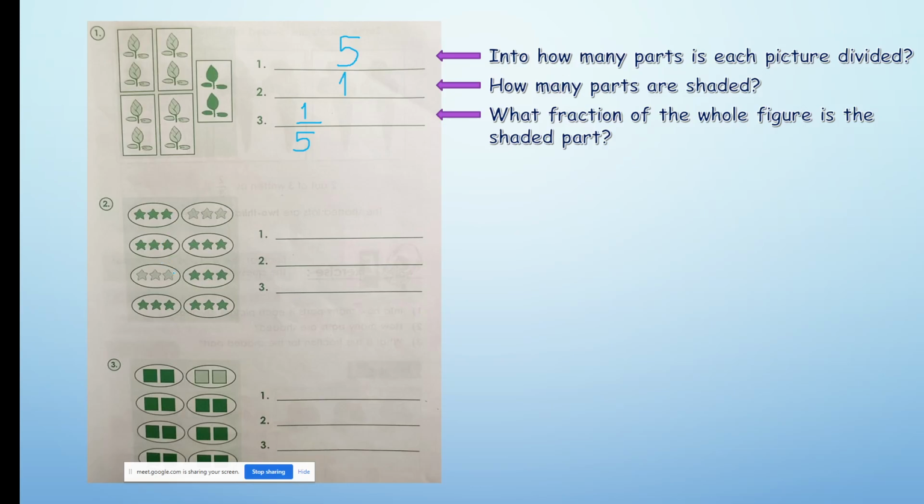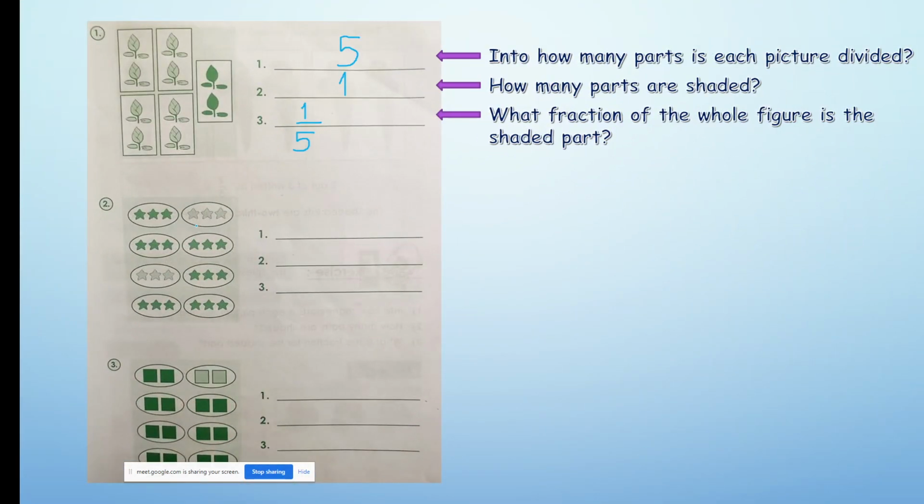Okay, next. For number 2, you have stars. Number 1, you will write how many parts are there? How many groups? 1, 2, 3, 4, 5, 6, 7, 8 groups. 8. So you will write 8. Next, how many parts are shaded? The shaded, the dark ones. These ones are shaded. 6. So you have 6 shaded parts. So what is the fraction now? 6/8. Yes.